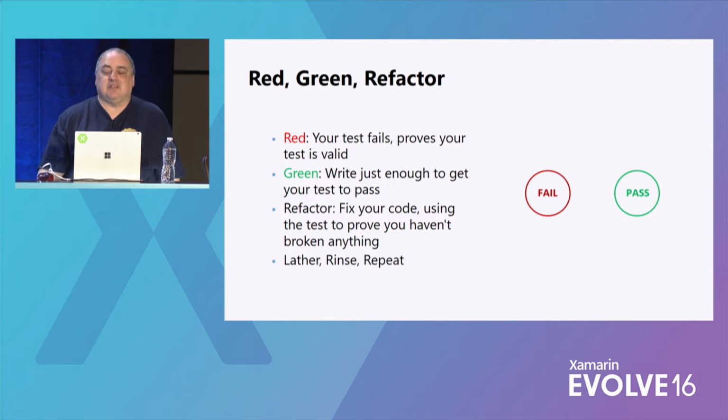You then go to the green phase where you write enough code to make that test pass. That gives you the ability to refactor your code and use the test to make sure that the refactoring doesn't break anything. And then you repeat the cycle, as far as I can tell, indefinitely. Unless you actually want to ship your app, then at some point somebody comes along and says, knock it off.